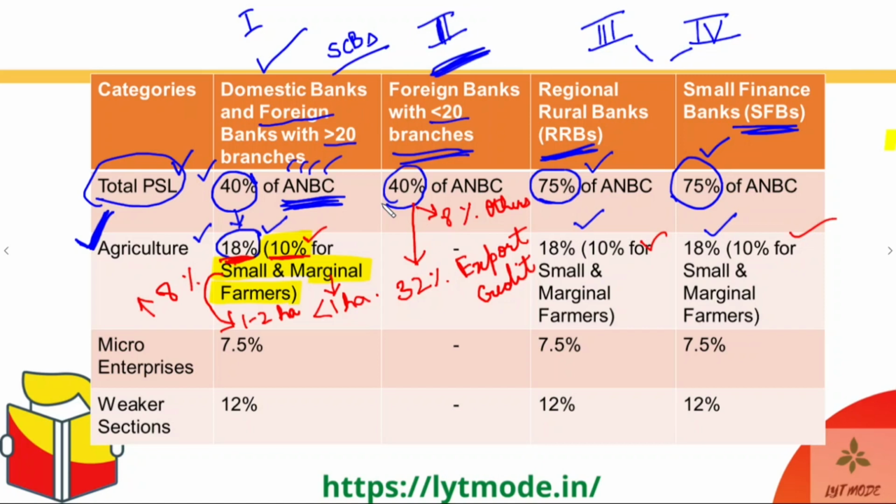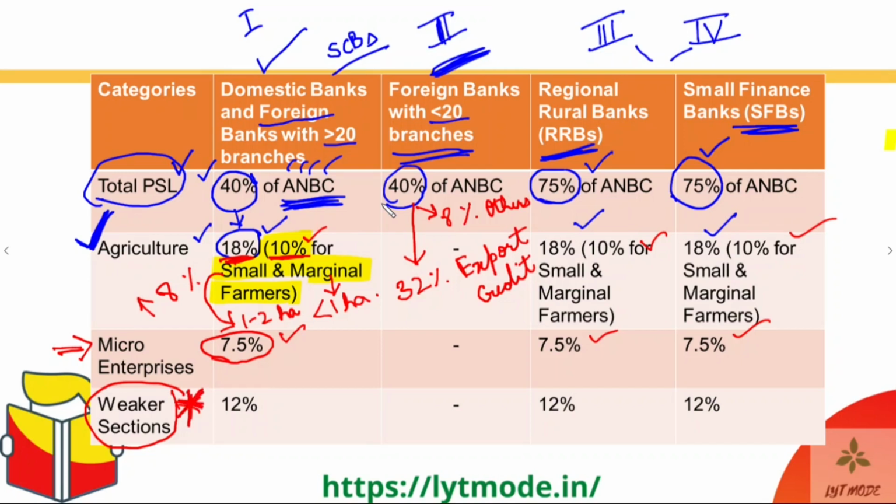Moving on to the third category, this was not touched this time around, the micro enterprises. It is the same as it used to be before, that is 7.5% goes to micro enterprises in all other categories. Okay, weaker sections, this is again important because weaker sections was also changed recently.